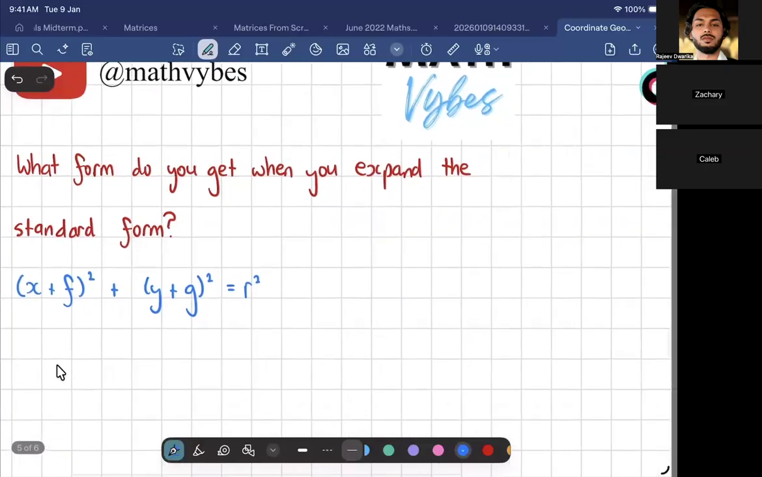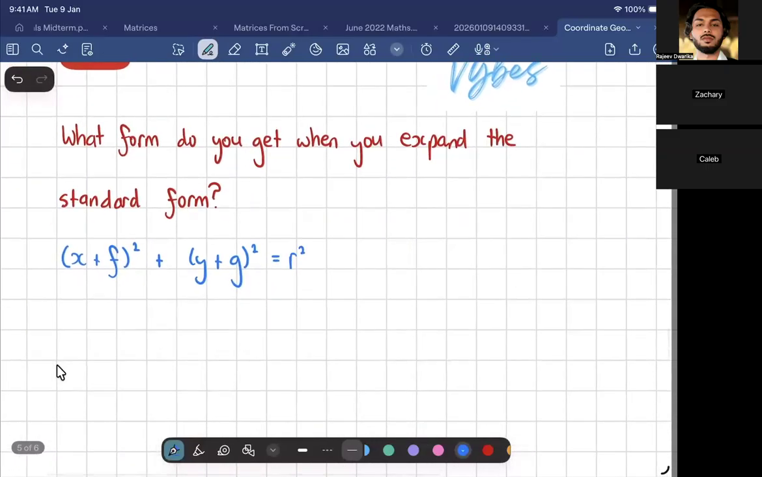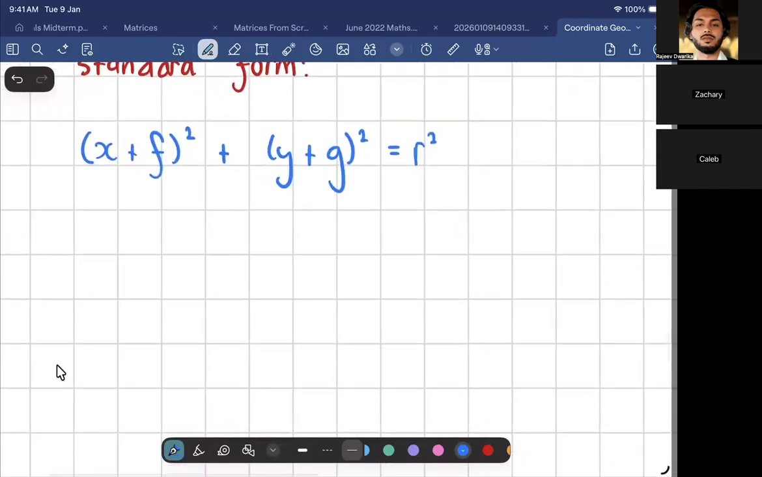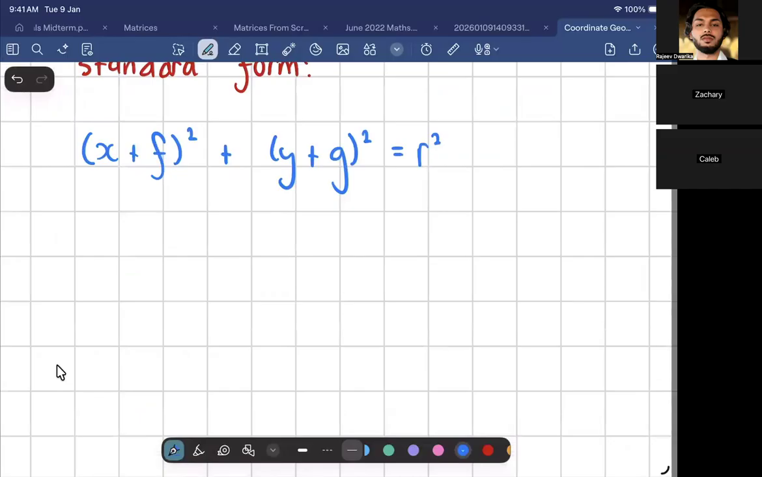Now, let's expand this and move everything over to the left-hand side. And let's see what happens. So everybody, tell me, if I expand x plus f squared, are we going to write x squared plus f squared? Do any of you think that's correct? No, sir. Don't do that. x plus f squared really means x plus f times x plus f, and you would expand that using the FOIL method or however you learned it.